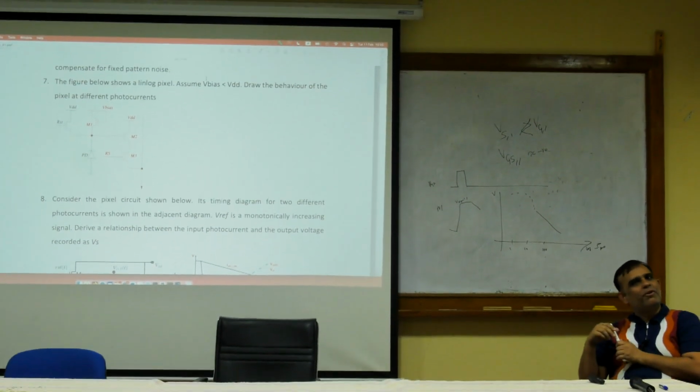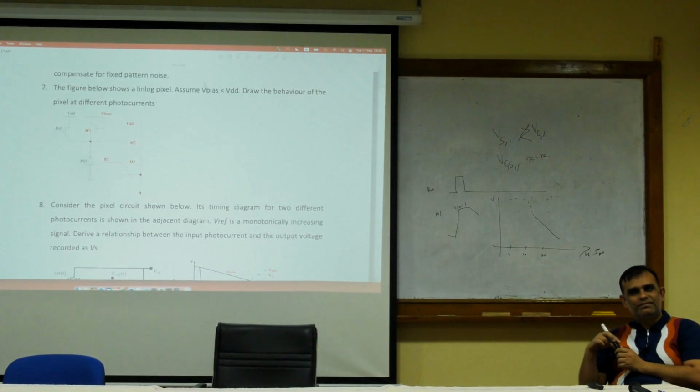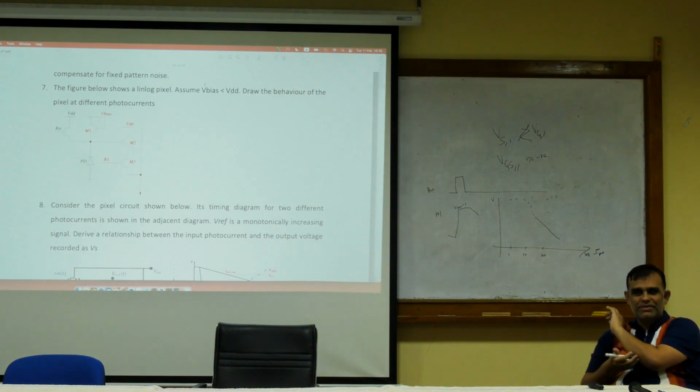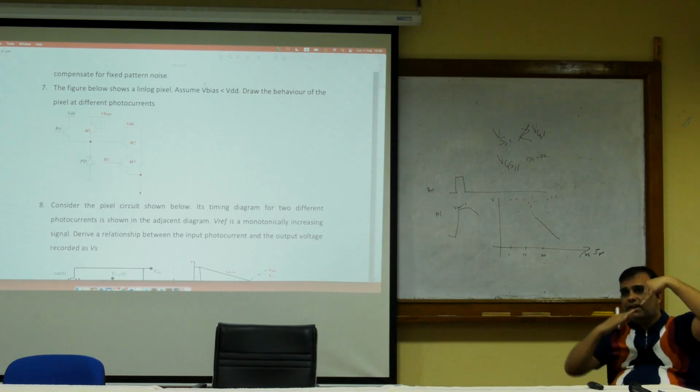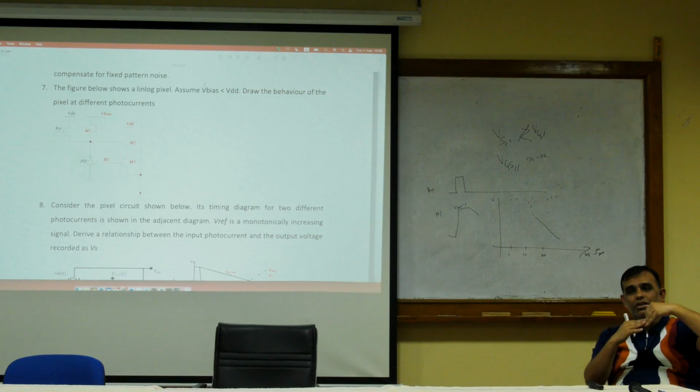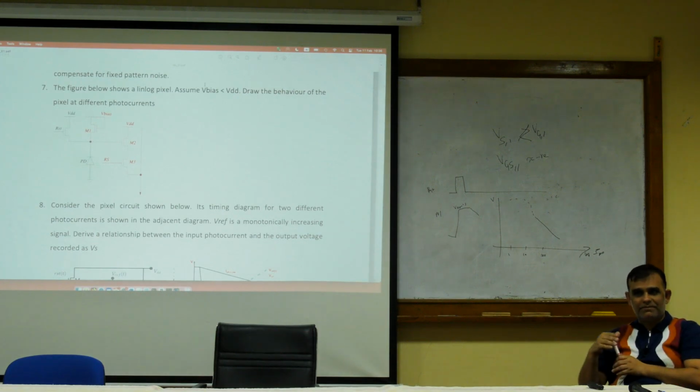Can somebody tell me problems with this design? So one problem, of course, is I'm still making my transistors from the smallest size possible, which means I will have fixed pattern noise. I will have mismatch. Now I'm adding a new type of mismatch. My pixel moves from linear to logarithmic. The point at which it moves from linear to logarithmic will also vary from pixel to pixel.